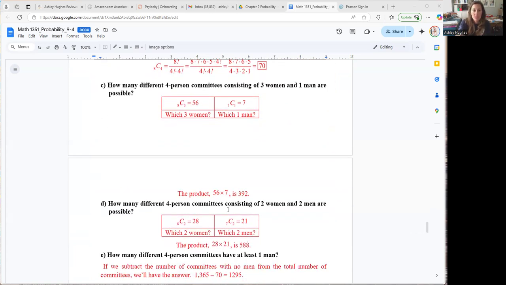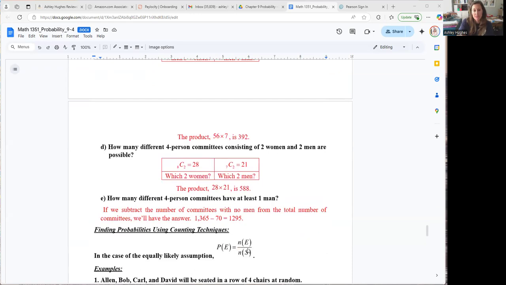How many different 4-person committees consisting of 2 women and 2 men? So very similar to the one above. It's just we have from the 8, we're choosing 2. And from the 7, we're choosing 2. You would plug them into the formulas and you would get 28 times 21, which is 588.